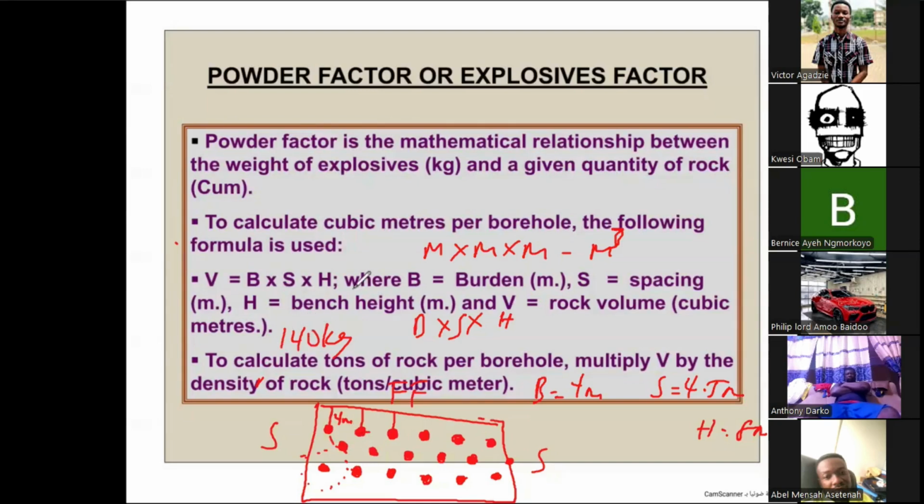So if you know you pump 140 kilos into this hole, the 140 divided by your bedding times spacing 4.5 times bench height gives you the powder factor of a particular hole.